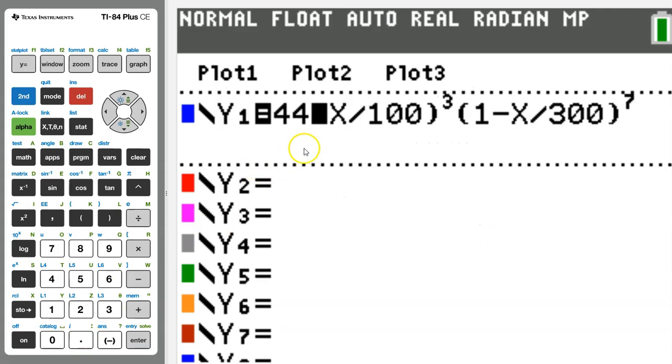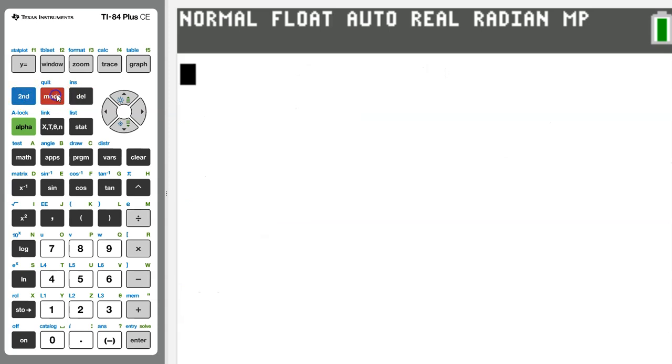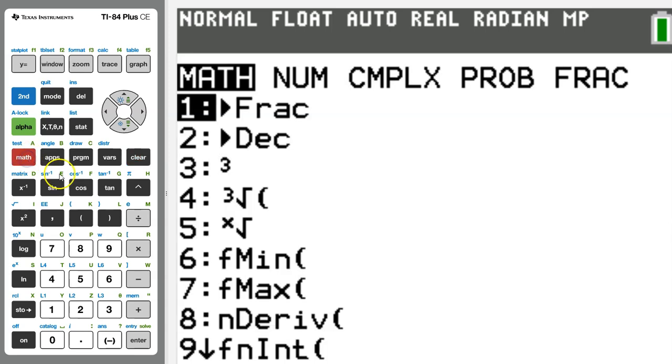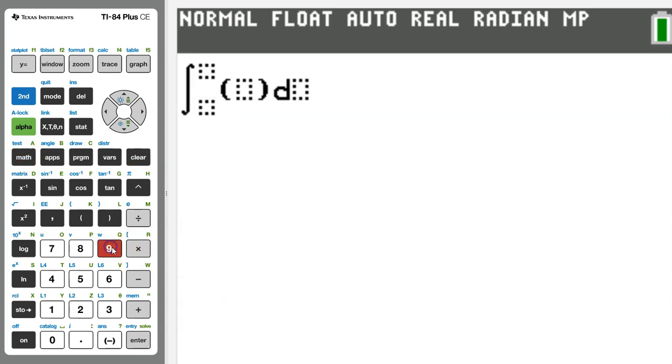So back to the calculator. Let's quit our way out of this by hitting second quit. For the integral, we hit the math button and choose option 9. We are integrating from 0 to 300. And we want to integrate r of t. But remember, we typed r of t into y1. So we just need to get y1 in here.